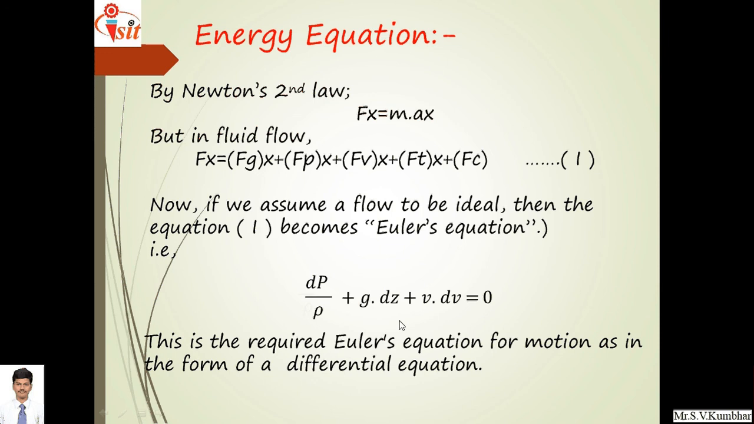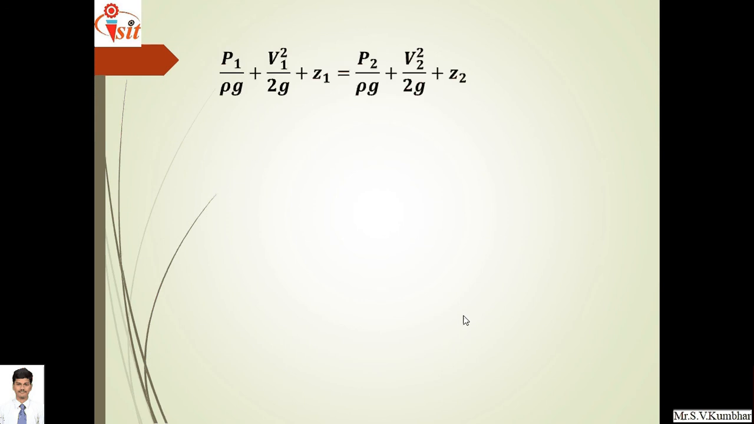So if you integrate this equation, we will get P upon rho plus G into Z plus V square upon 2G, that is P upon rho G plus Z plus V square upon 2G. This equation is known as Bernoulli's equation of motion, that is the energy equation, and we can apply this Bernoulli's equation anywhere. Whenever fluid is flowing, now consider the previous application.